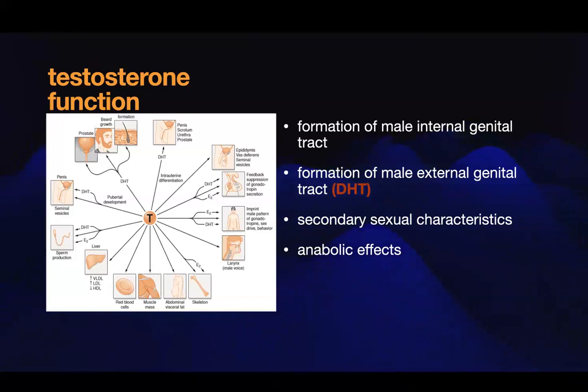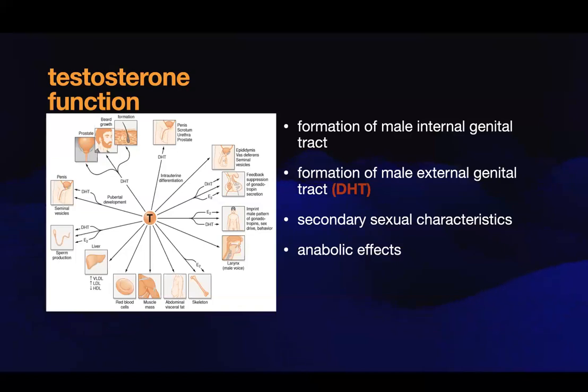Also, by being converted into dihydrotestosterone by 5-alpha reductase, you have the development of the male external genital tract. That's going to be the penis, the scrotum, the urethra, the prostate. Also, testosterone is very important for secondary sexual characteristics, like the deepening of voice, the enlargement of the penis, male pattern hair growth, beard growth on the face, the mustache, etc.